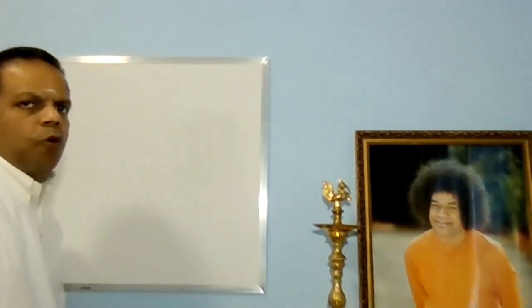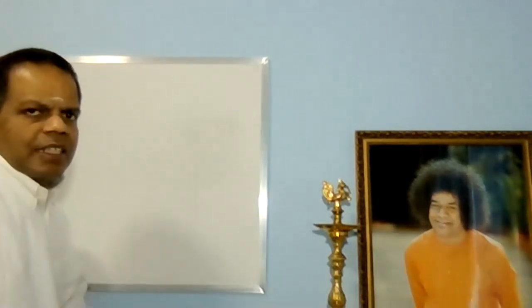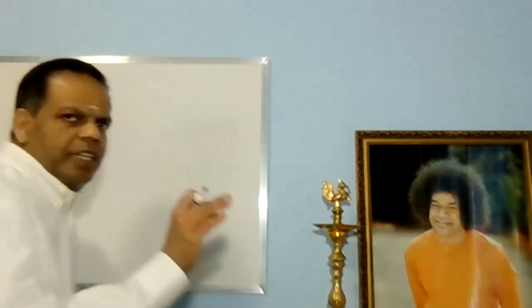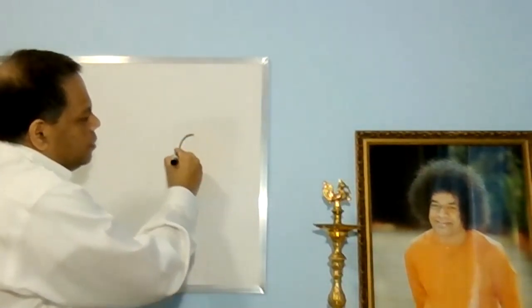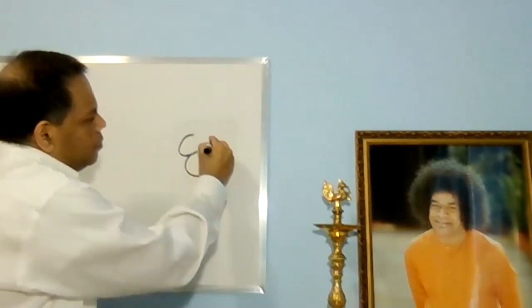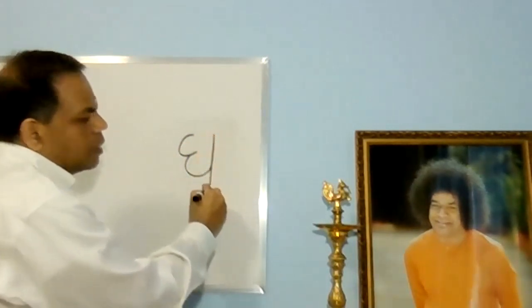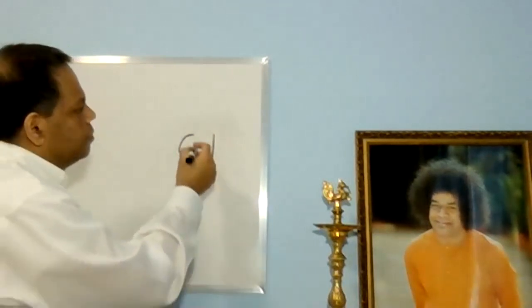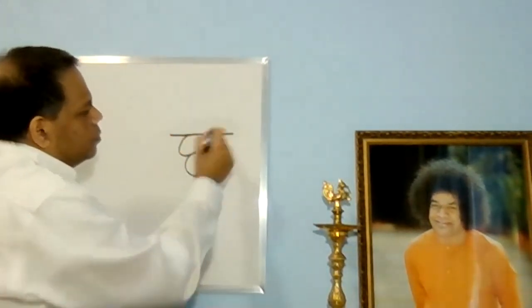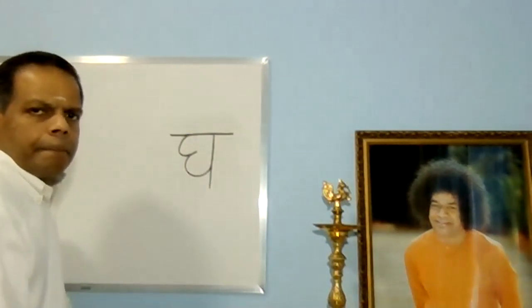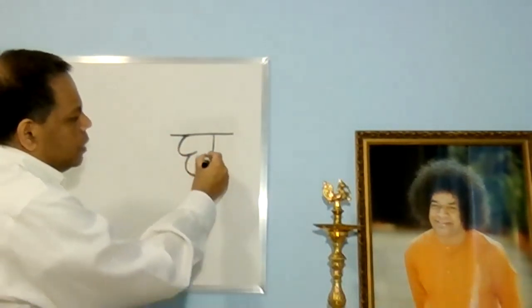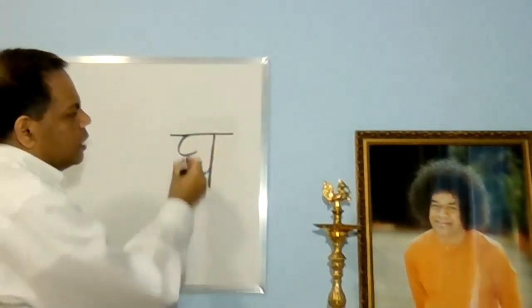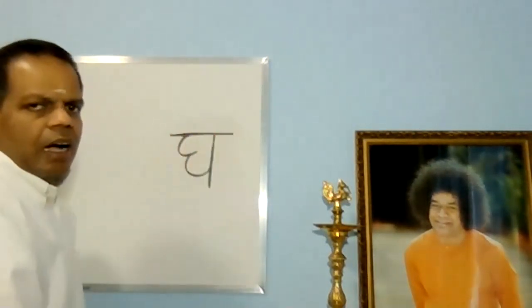The next one is the fourth letter in the Ka Varga, which is gha. That is aspirated ga. So that is written like this. You can say it's an inverse of a 3. It's almost like a 3 written this way with a line extending, which is gha.